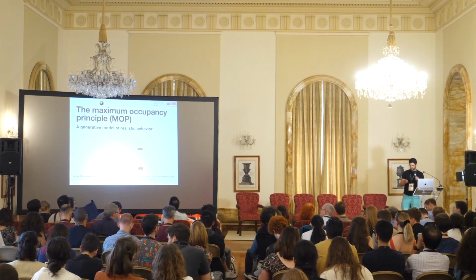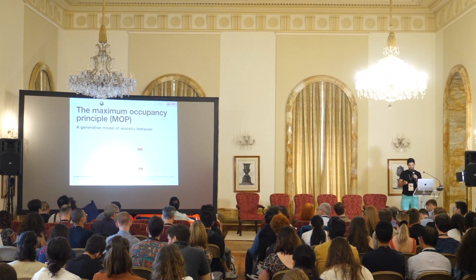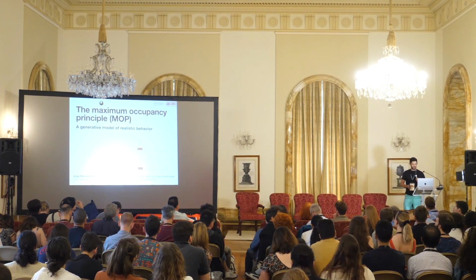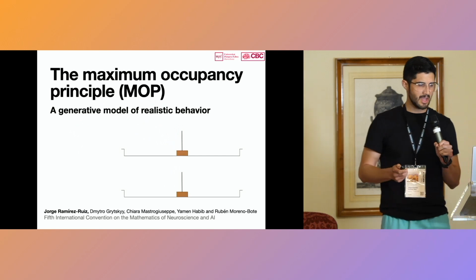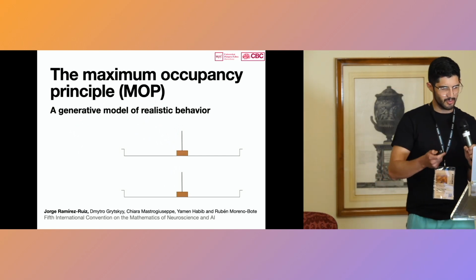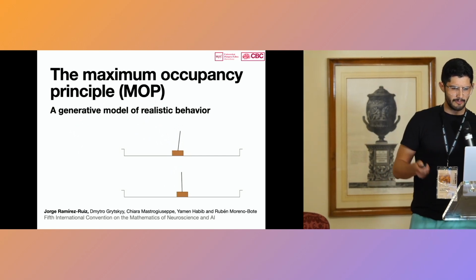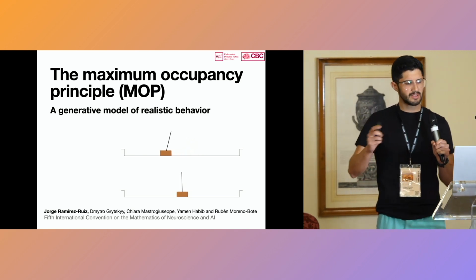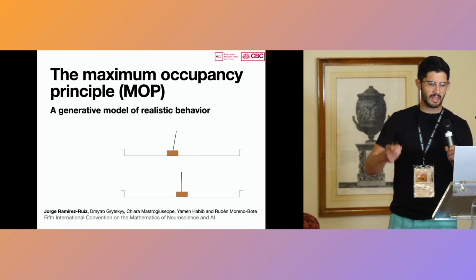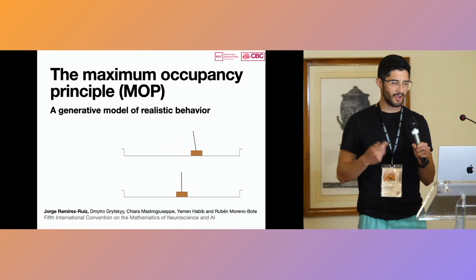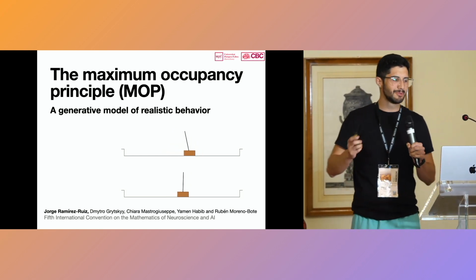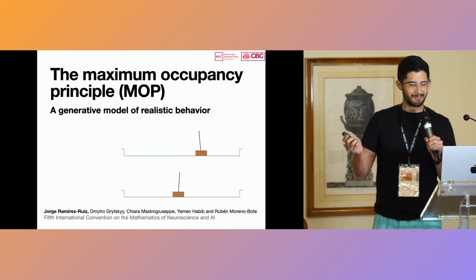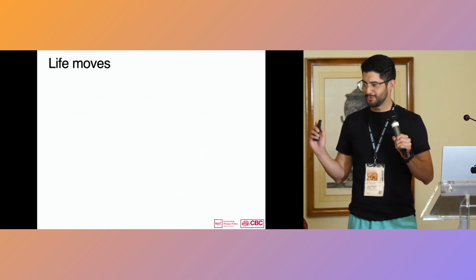Here I'm going to introduce you to what we're calling the maximum occupancy principle and how we can use this to have generative models of realistic behavior. And to do this, I want to show you a quick animation of two cart pole balancing systems, two different agents doing different things, and you can see that they're having two different strategies. And I hope that you will agree with me that one of them looks a bit more natural than the other.